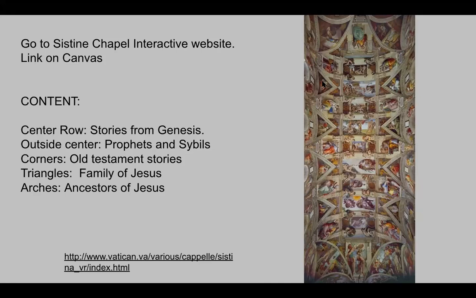So Mary has a lineage to David, an Old Testament king and writer of Psalms. And so there's a bunch of different elements of his ancestry. But like I said, there's no pictures of him whatsoever on the ceiling. There is on the Last Judgment on the wall.